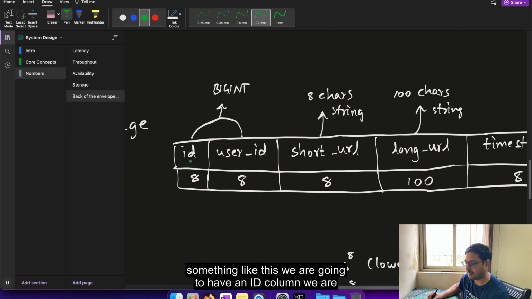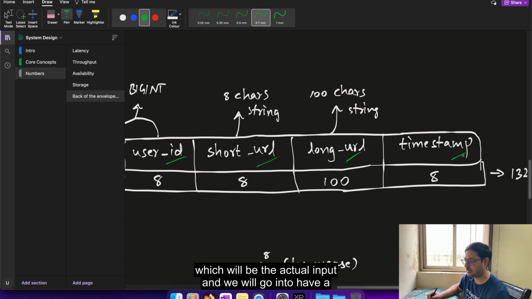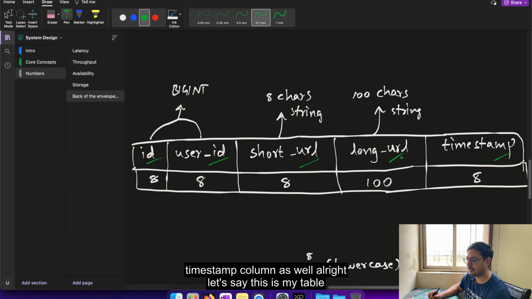We are going to have an ID column. We are going to have the user ID who is actually creating this record. We are going to have a short URL. We are going to have a long URL, which will be the actual input. And we're going to have a timestamp column as well, right? Let's say this is my table, the minimum requirement for designing a tiny URL system, right?